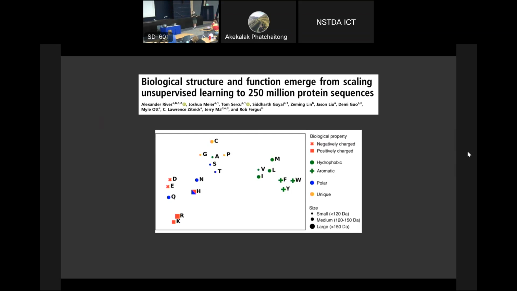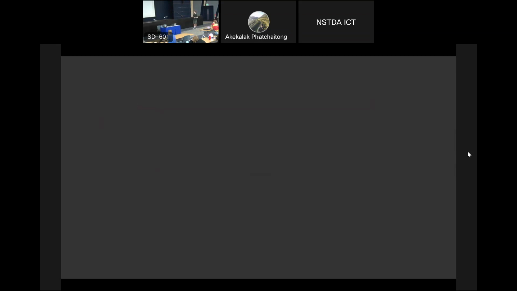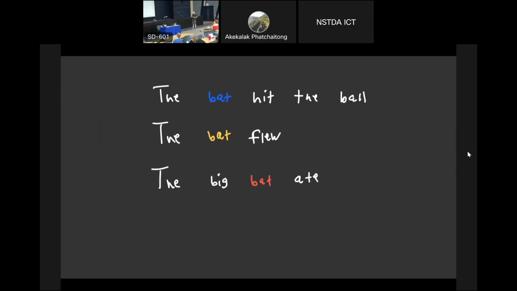They care about this global definition of the word. So if I have 3 sentences, such as the bat hit the ball, the bat flew, and the big bat ate, in this case, every single one of these bat words would have the exact same vector. But we're actually using these words in different ways. In the first one, we're talking about a baseball bat. In the second one, we are clearly talking about the mammal bat. And although the third one is also talking about the mammal, it has additional information.